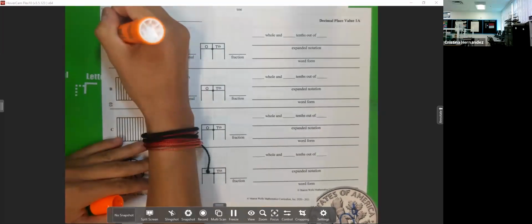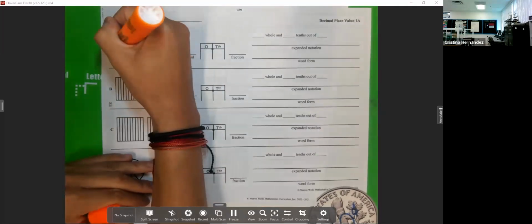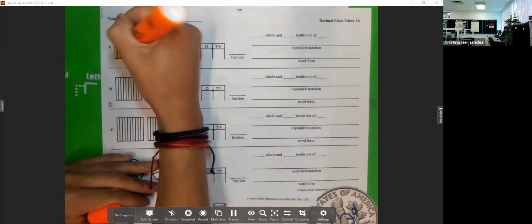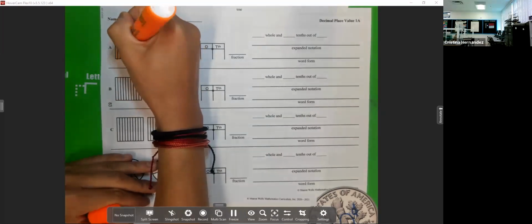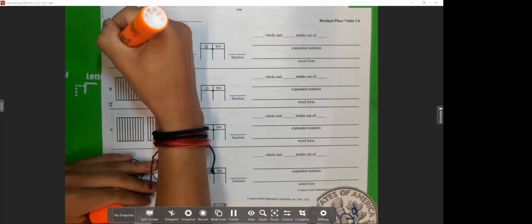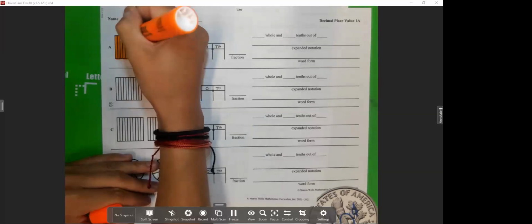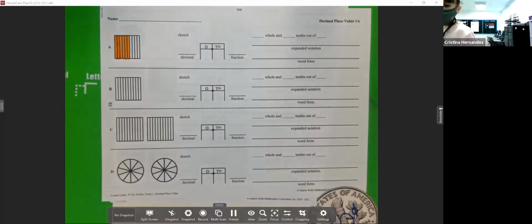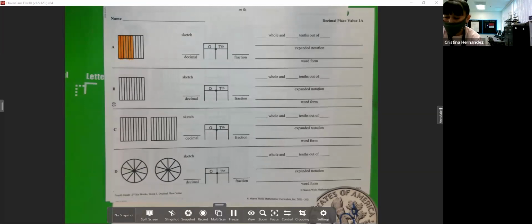What page is that? 83. It should be the next page. So shade in 6 of these. 1, 2, 3, 4, 5, 6. Page 83. Sorry, 6. Shade in 6 of them. I know it looks bad.